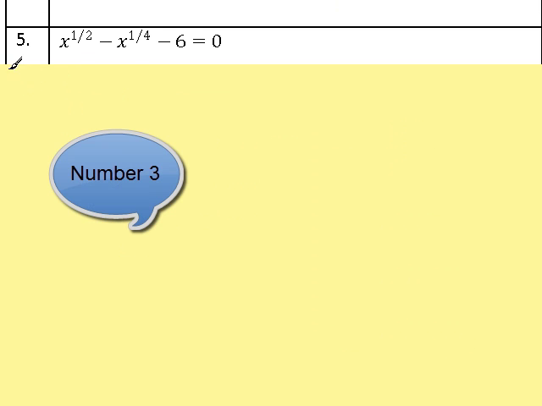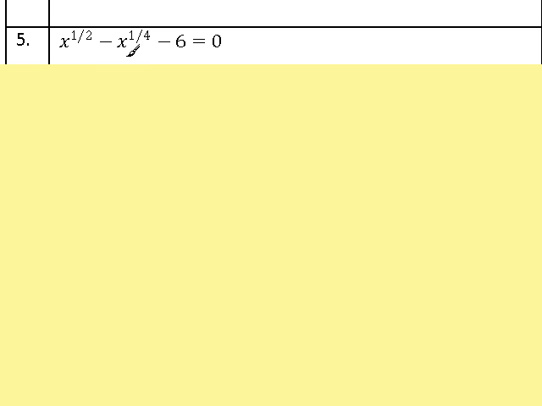In number 5, we have an equation that's quadratic-like. Remember, something's quadratic-like if this x term squared gives you this one. So x to the 1/4 squared is x to the 2/4, which is the same as x to the 1/2. So if we square this x power, we get this x power, it's quadratic-like. All right, so let's solve this. So usually what we do is we put y equal to the middle term over here, and y squared is x to the 1/2.